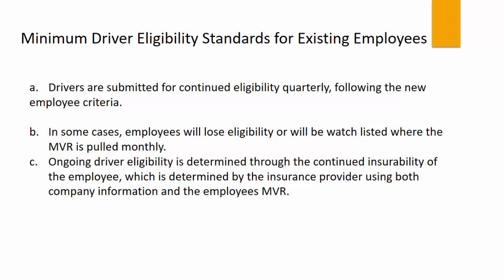Minimum driver eligibility standards for existing employees. Drivers are submitted for continued eligibility quarterly following the new employee criteria, meaning that your MVR is submitted quarterly to our insurance agency to validate that you are still an eligible driver. In some cases, employees will lose eligibility or will be watch listed, where the MVR is pulled monthly, meaning that you have committed an infraction that does not meet one of our standards, but it has put you on a list to make sure that you don't. Ongoing driver eligibility is determined through the continued insurability of the employee, which is determined by the insurance provider using both company information and the employee's MVR.